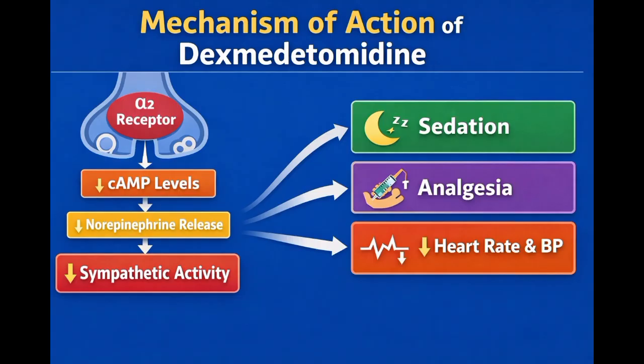Okay, then I can recap for you now. Look at this diagram and try to understand what's going on. Dexmedetomidine is an alpha 2 receptor activator, and it activates the Gi protein associated with the alpha 2 receptor. We reduce adenyl cyclase, reduce cAMP, reduce norepinephrine release, and we reduce sympathetic tone. The result is sedation, analgesia, and reduced heart rate and blood pressure.